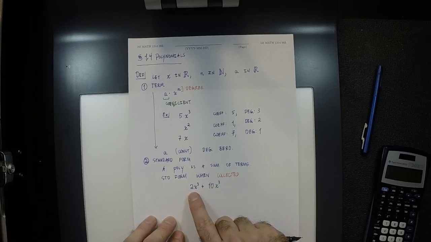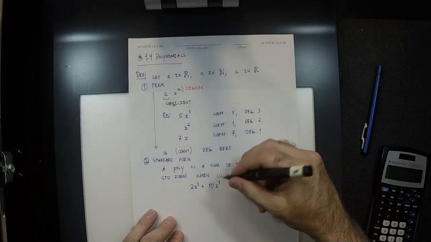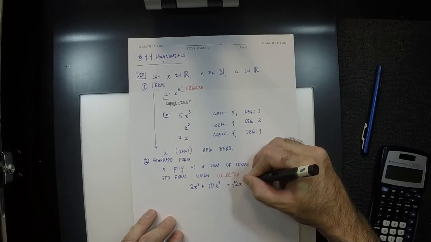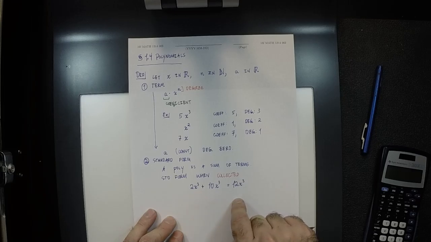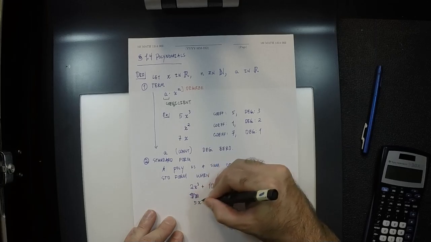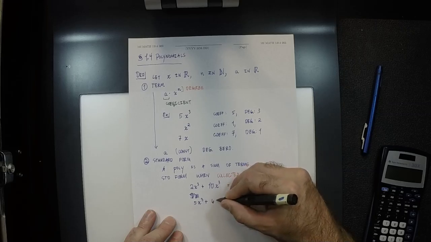Now the degree is like its kind. So are these terms of the same kind? Yes, because this is like apples and this is also like apples. Degree 3 and also degree 3. So if you have 2 apples and then you get 10 more apples, how many do you have? 12. So this left-hand side is not collected. The right-hand side is collected.